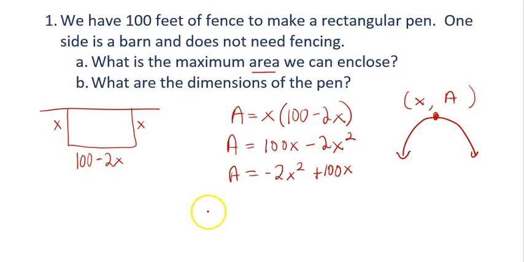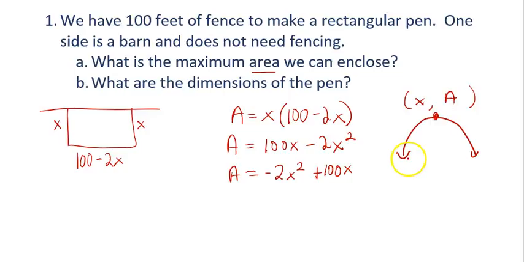So I would like for you to use your calculator to find the maximum. I want you to type this negative 2x squared plus 100x into Y1 and graph it. Now you will probably have to change your window because you need to see the top of that hill in your window. So if you need to work on that, hit pause and work on finding that window.